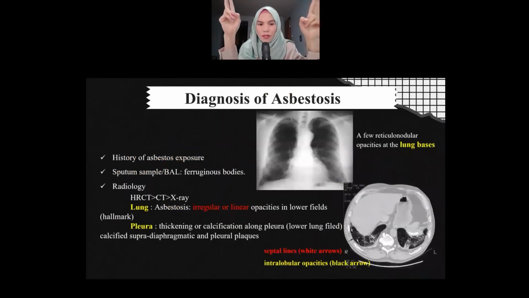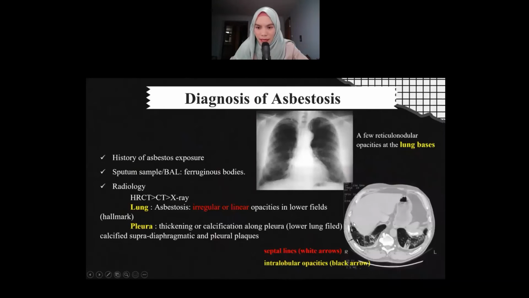History, sputum or bronchoalveolar lavage will show ferruginous bodies, and radiology. The most effective is HRCT. The lung can show irregular or linear opacity in the lower field. This X-ray shows a few reticulonodular opacities in the lower lung base. The pleura shows thickening or calcification along the pleura, lower lung field, calcified supradiaphragmatic or pleural plaque.